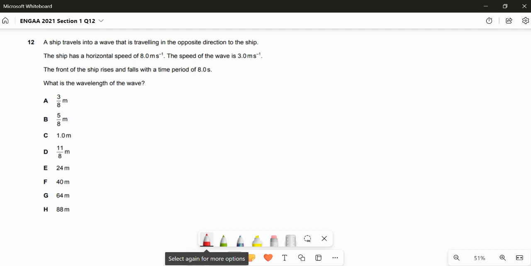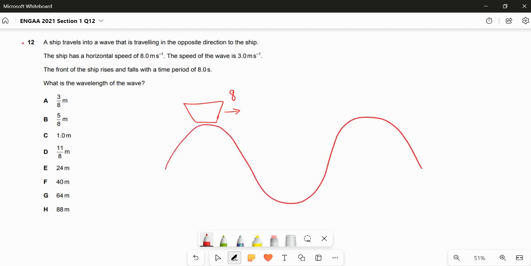So if we draw the setup, the ship is moving into the wave, and then it will be going at the speed of 8, and the wave is traveling at speed 3 towards it. So the ship will actually be hitting the peaks of the wave more quickly than the actual time period of the wave because it's going into it.